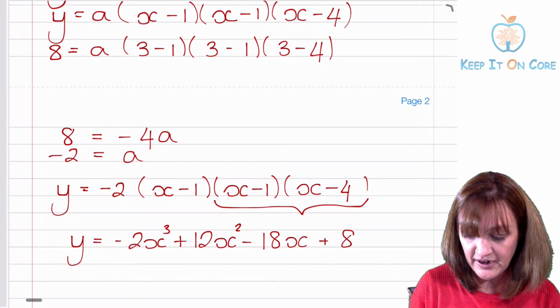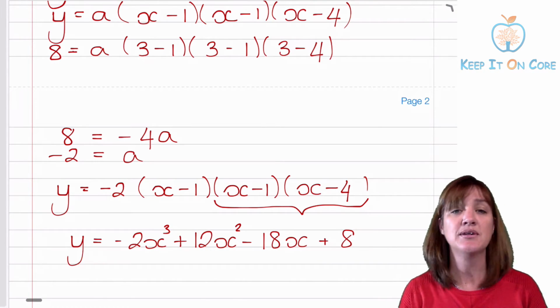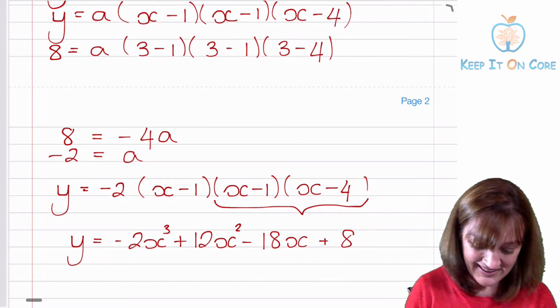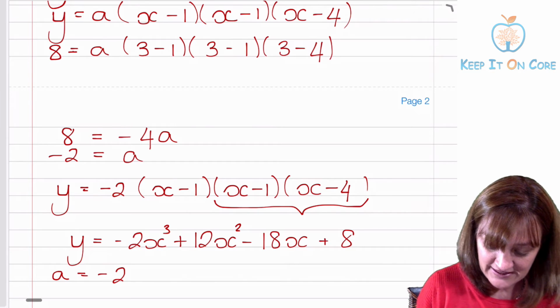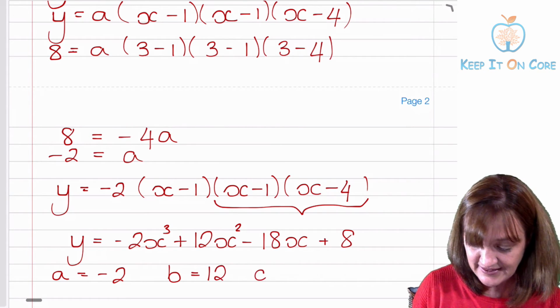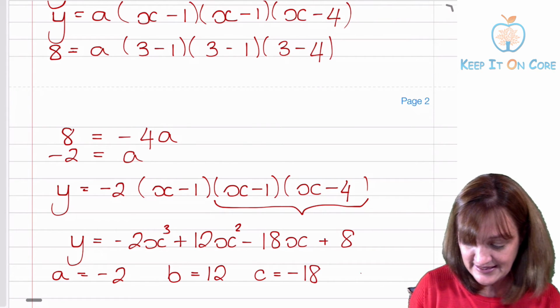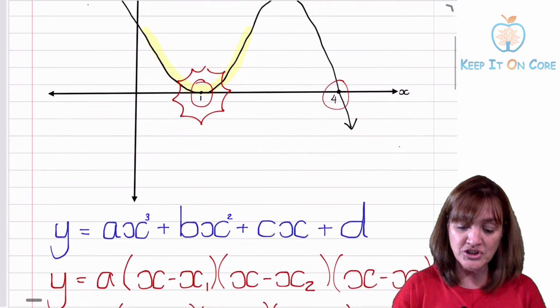plus 8. And I really encourage you, please go and do that working out. That's the answer you need to get to, but it's just really good to practice that stuff. And obviously, again, we want to just give them what they asked for, which is that a was negative 2, b is 12, c is negative 18, and d, the constant, is 8. So that's what you need to watch out for.